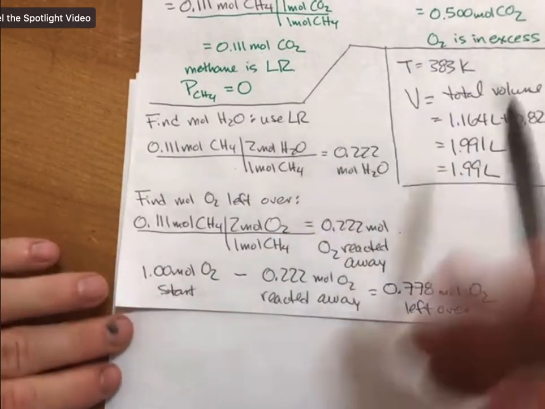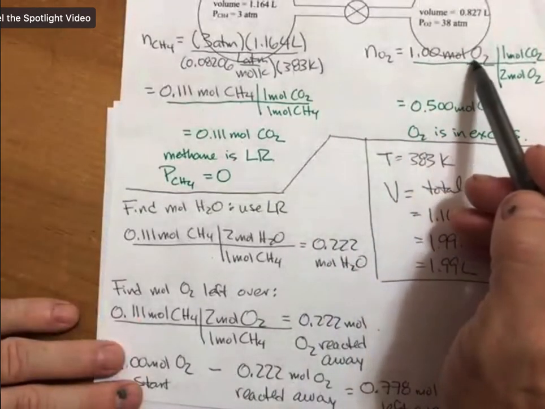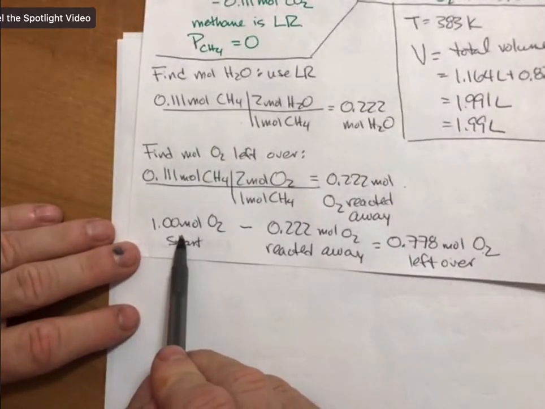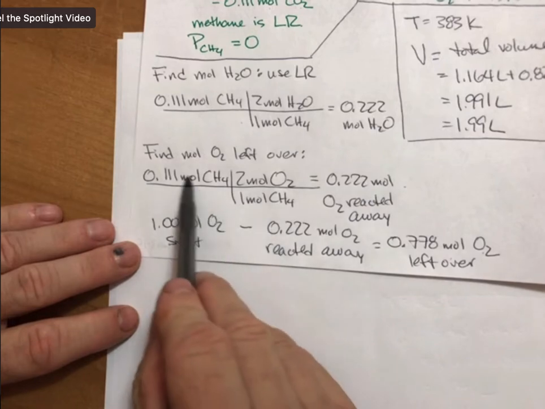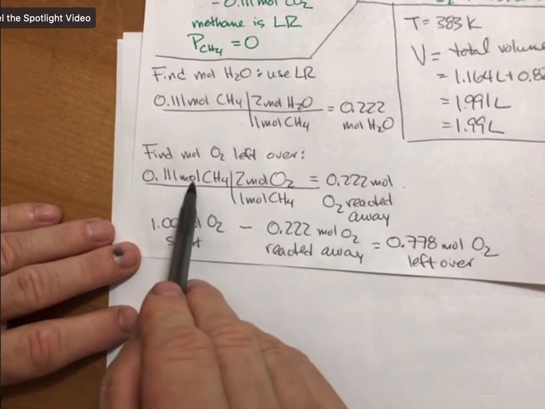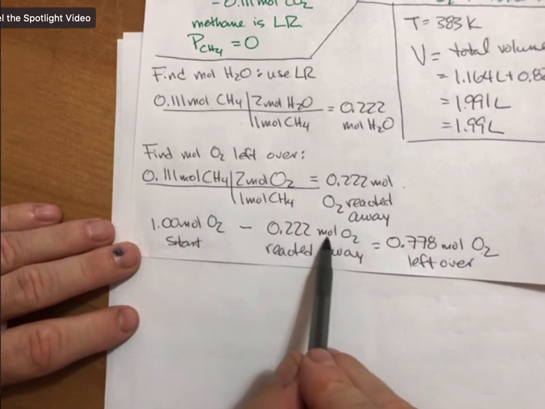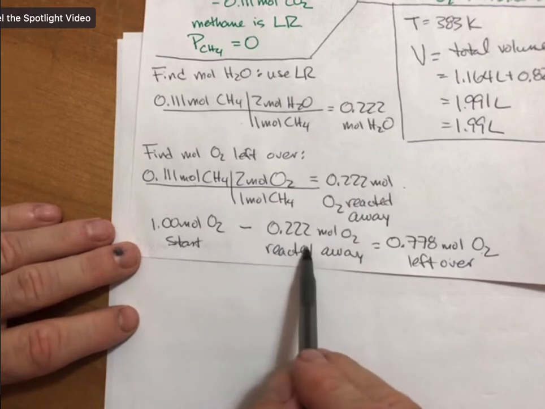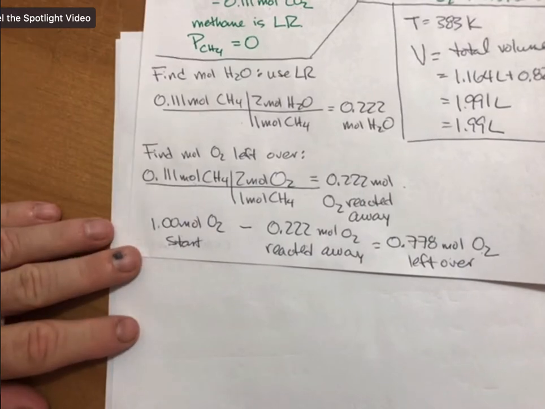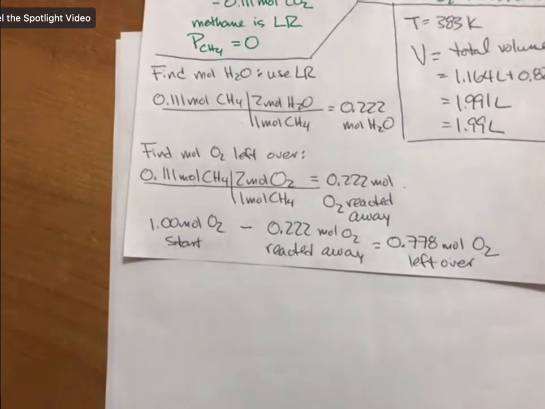Yes. Great. Okay. So we started with 1.00 moles of oxygen. So we start, then we found out using our limiting reactant how many moles of oxygen reacted away with our limiting reactant, and we found 0.222 moles. And then we just subtracted those two to find our moles of oxygen left over. Oh, okay. Thank you. Yeah, no, that's a good question because that seems to be coming up in a lot of our questions. So it's a good step to understand.